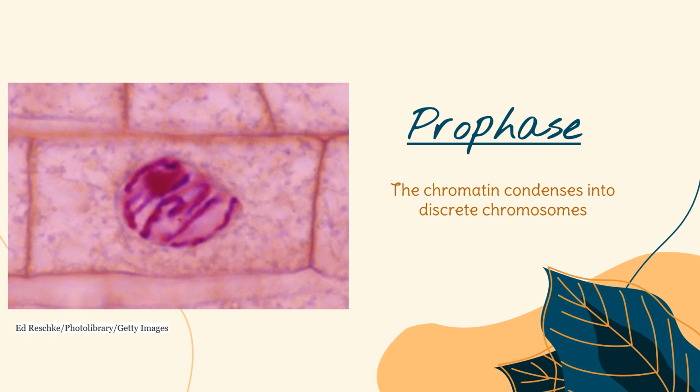Next, the two pairs of centrioles, formed from the replication of one pair in interphase, move away from one another toward opposite ends of the cell due to the lengthening of the microtubules that form between them. Next are polar fibers, which are microtubules that make up the spindle fibers, reaching from each cell pole to the cell's equator.